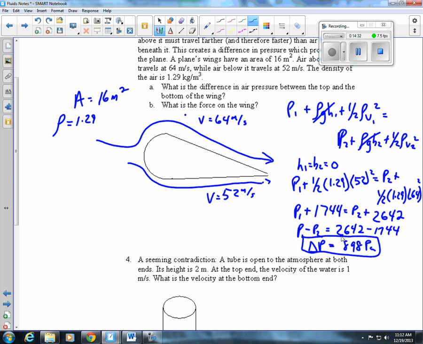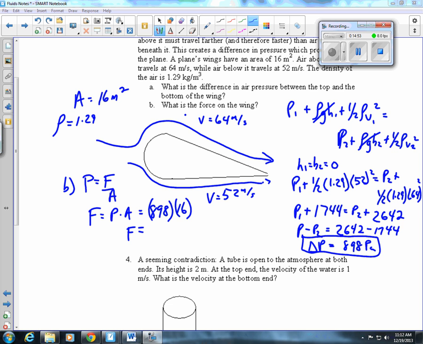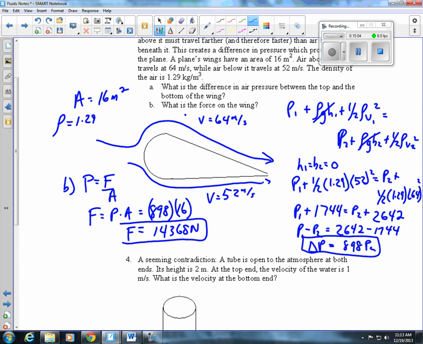So now, how do we find the force in part B? Well, if you remember, P is F over A, so therefore F equals P times A. The pressure is 898, and the area was 16 meters squared. And that gives me a force of 14,368. Incidentally, that's why in a tornado or a hurricane, the roofs get blown off of houses.